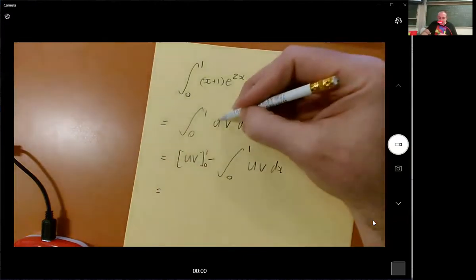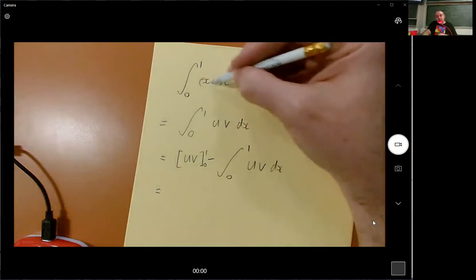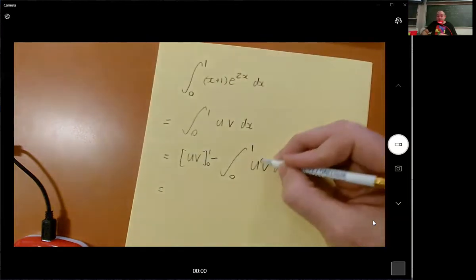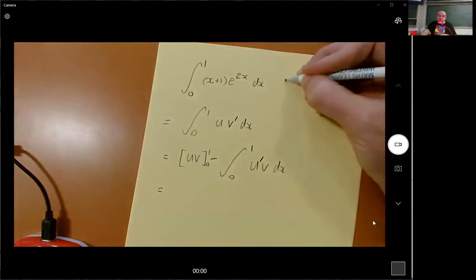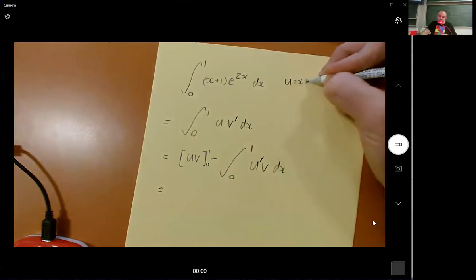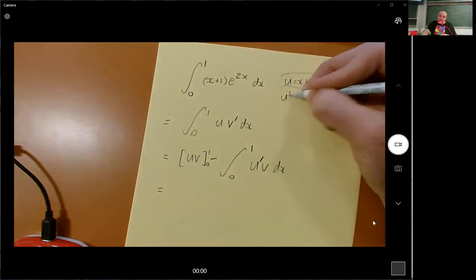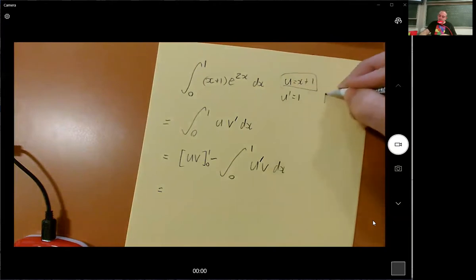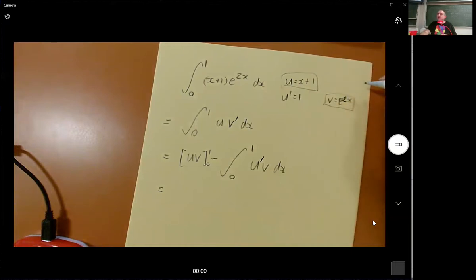So let's see. If I differentiate that, it'll become 1, and so it'll disappear. So I'll put the dash there. So u is x plus 1, and the u dash becomes 1. And the v is e to the 2x. Oh dear. E to the 2x is not just e to the 2x. It is e to the 2x divided by 2.